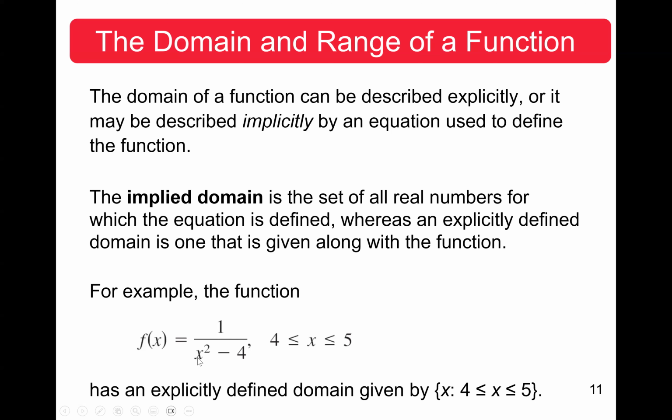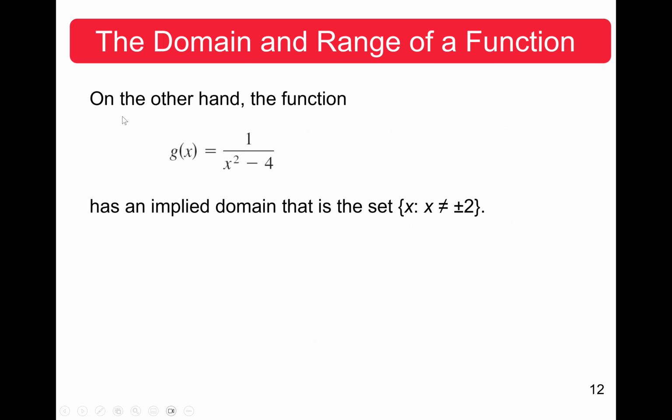So if x is, let's say, 1, square, and we get the solution. So again, we will see more examples. So let's move forward. On the other hand, here the function g of s equal to 1 over x squared has an implied domain that will give us this.